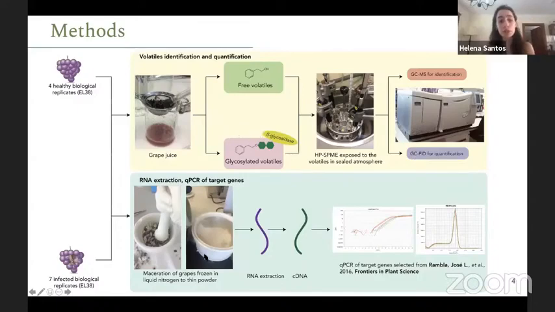A second part of our work was as well to freeze and make a thin powder of this grape so we could extract RNA, synthesize cDNA, and then through qPCR, analyze the expression of the genes that could be related to the metabolism of specific volatiles.